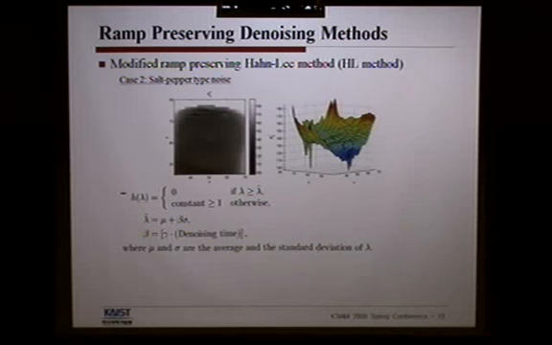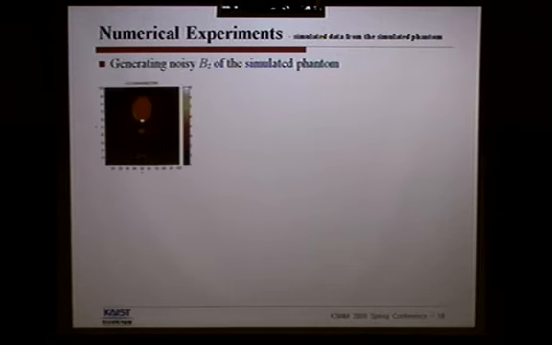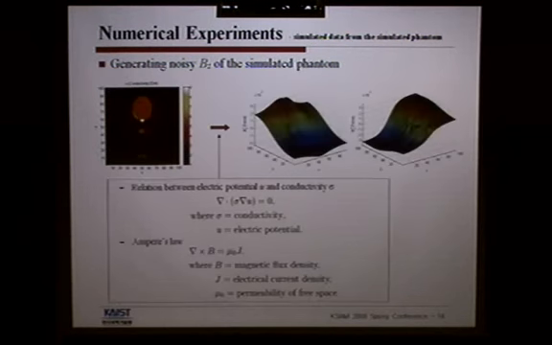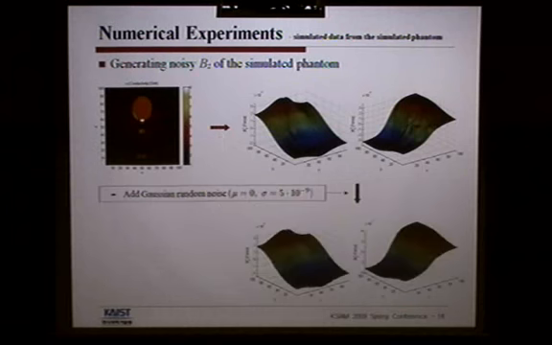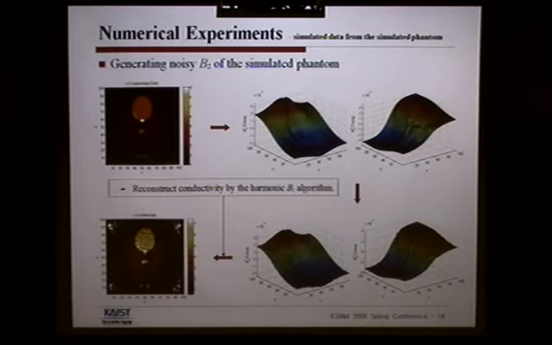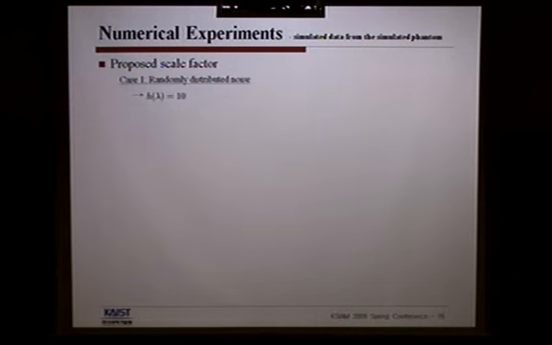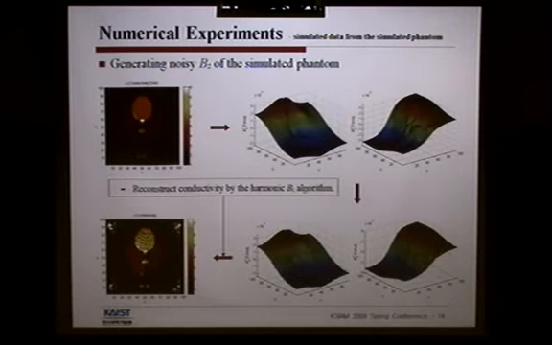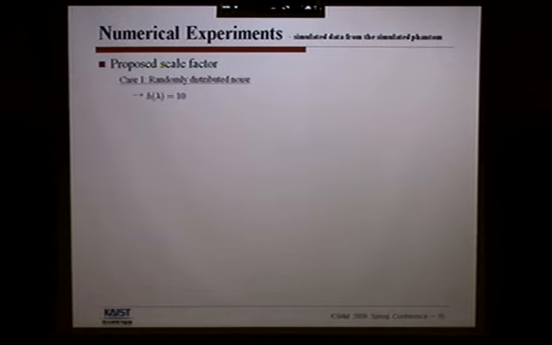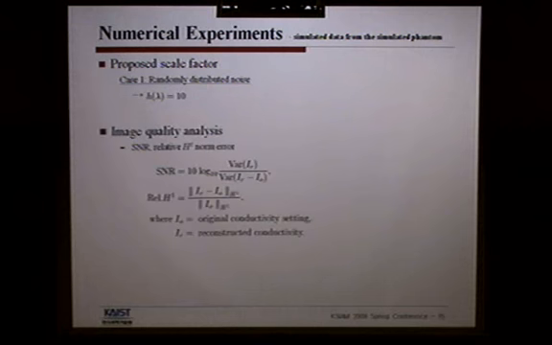First, from these clean images, we put some noise. We put some noise from Ampere's law. So we add Gaussian random noise, and from this we obtain these noisy conductivity images. In this case, we have the scale factor as 10, and we measure the SNR and the relative H1 norms.